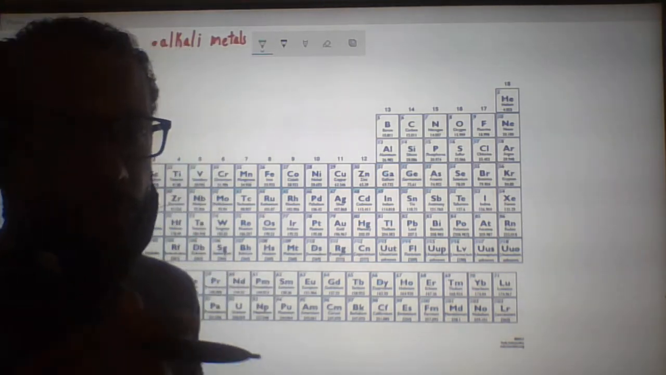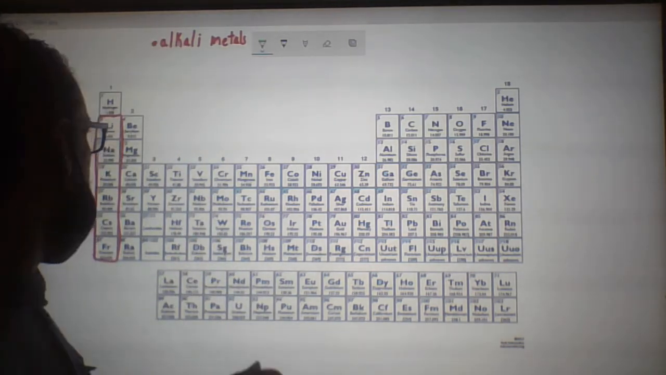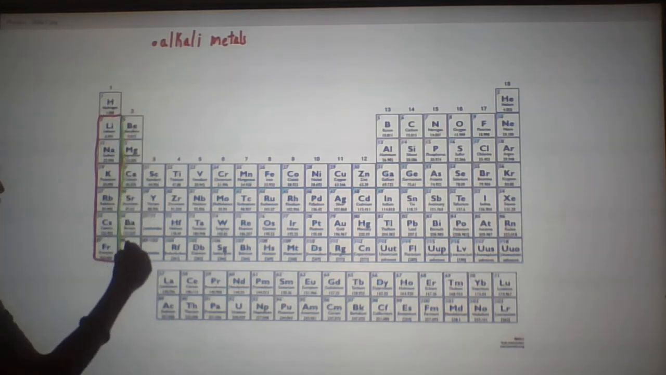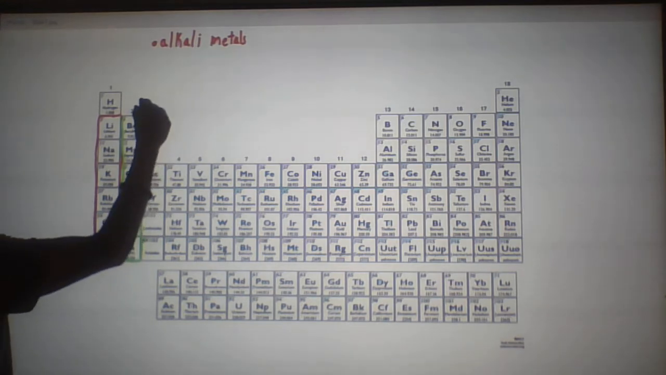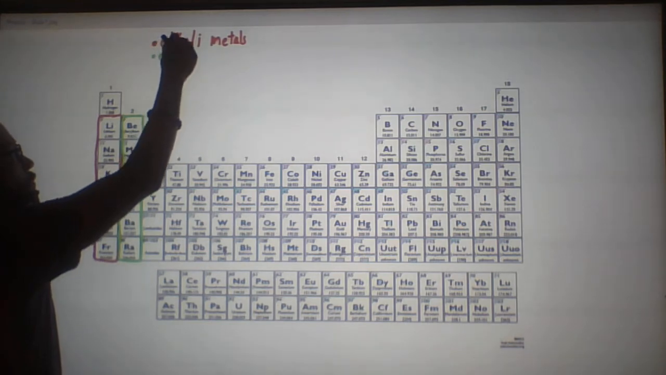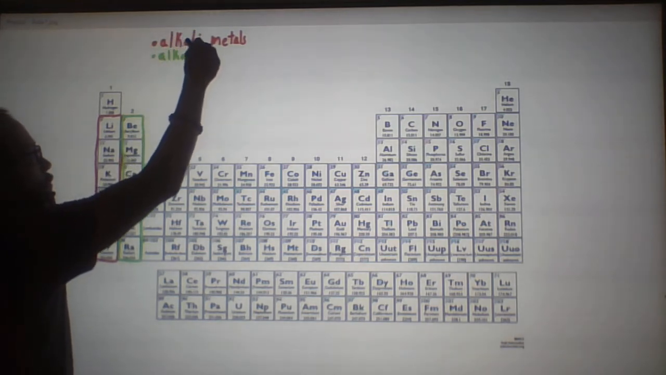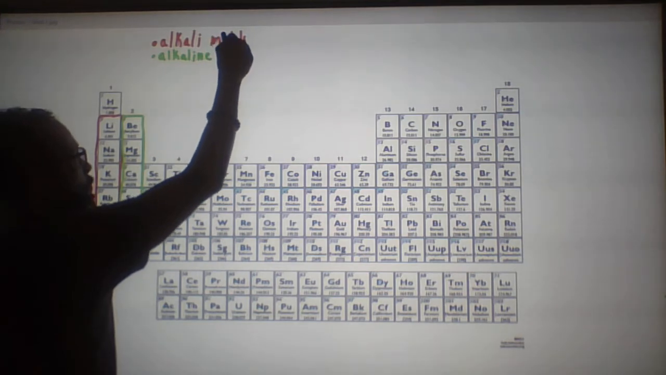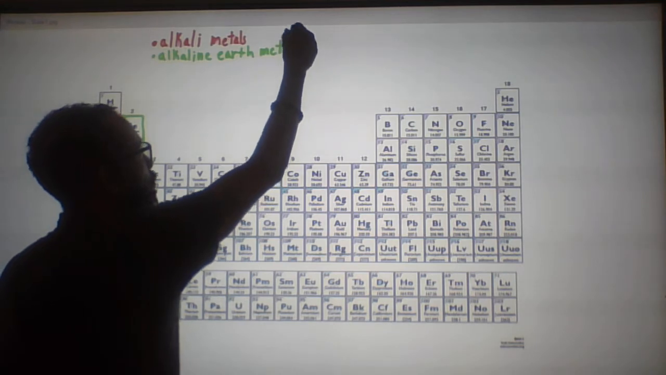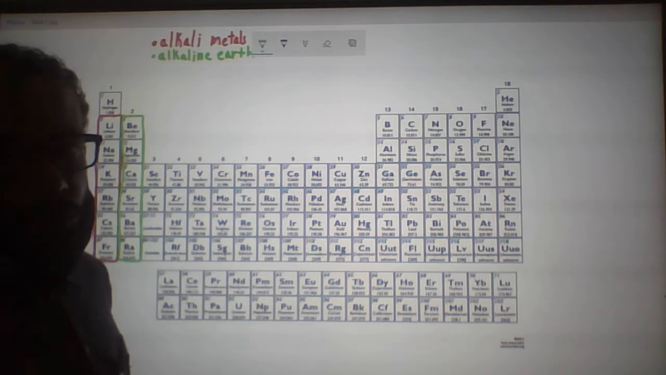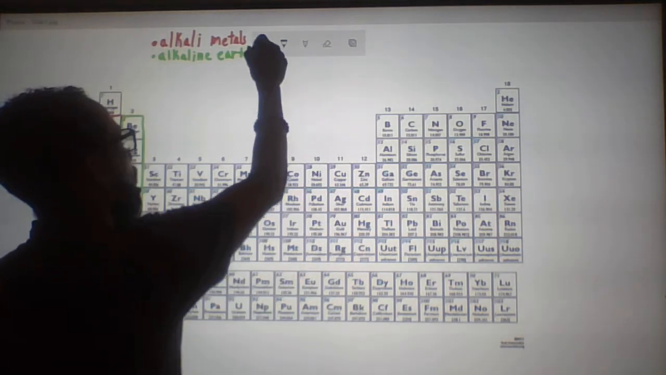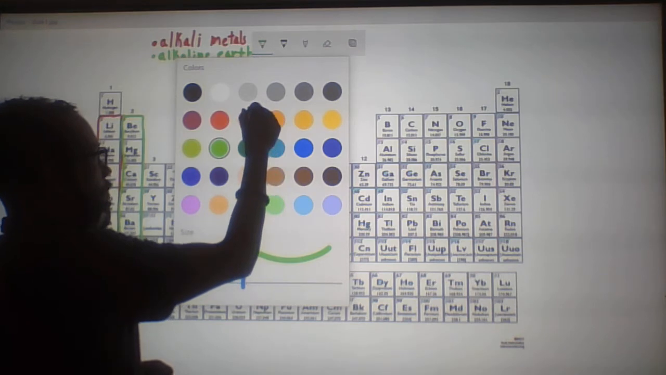Alright, and then the next one we're going to do is the alkaline earth metals. They'll be in group 2. Alright, so group 2 is going to be the alkaline earth metals. I've done mine in green. Next ones we're going to do is the transitions.